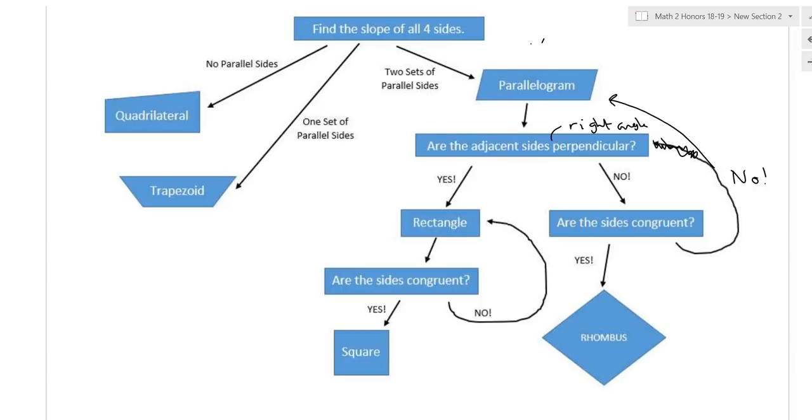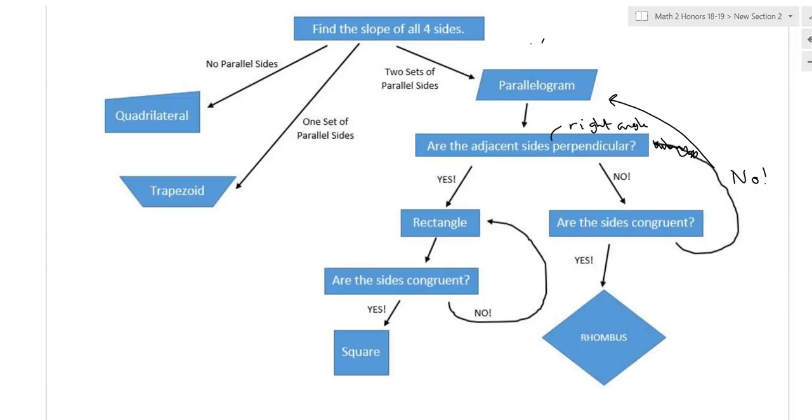Yes. Right? Oh, it's a rectangle. No. We have to ask ourselves another question. Okay, so let's say it's no. Then the next thing we have to ask ourselves: are the sides congruent? Yes, then it's a rhombus. No, it goes back to parallelogram and it just stays there. So if your sides aren't congruent, then it's a parallelogram.